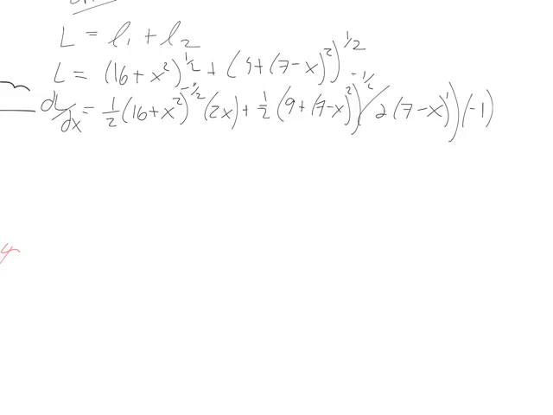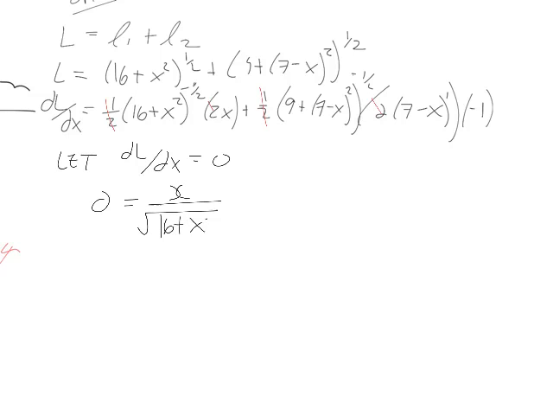I know that this 1/2 and that 2 will cancel on that side, and that 1/2 and that 2 will cancel. So now we can let dL/dx equal 0 to optimize, and I'm going to return it to its square root notation so it's easier to work with. So, x over the square root of 16 plus x squared, minus, on top, 7 minus x, over the square root of 9 plus (7 minus x) squared.